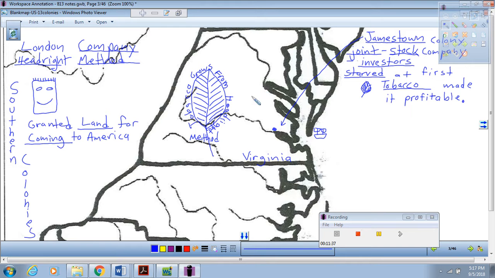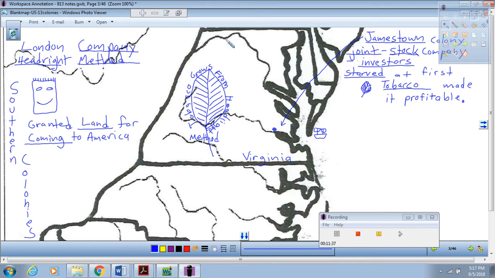However, Virginia would become the model of the Southern agriculturally based society with large plantations. And in large part, this was because of the Headright method and the benefits that it provided to the early people that came over here. The earliest people that come over here would start to own very large plantations. And the reason is because the Headright method would give them free land.